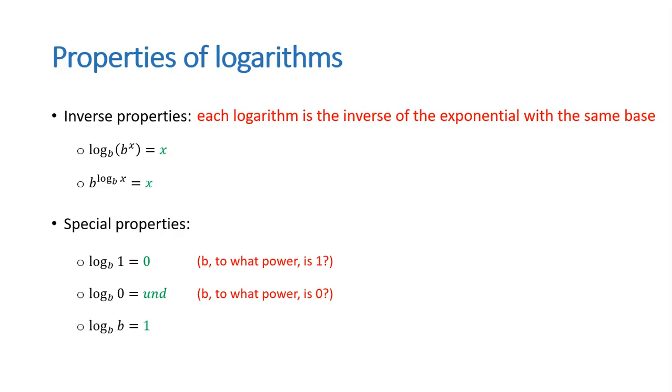And then finally, log base b of b is equal to 1, regardless of what b is. As a question, this is saying b to what power is b? Well, regardless of what the base is, if we raise it to the first power, we get the same number out. So log base b of b, the exponent we raise b to in order to get b, is 1.